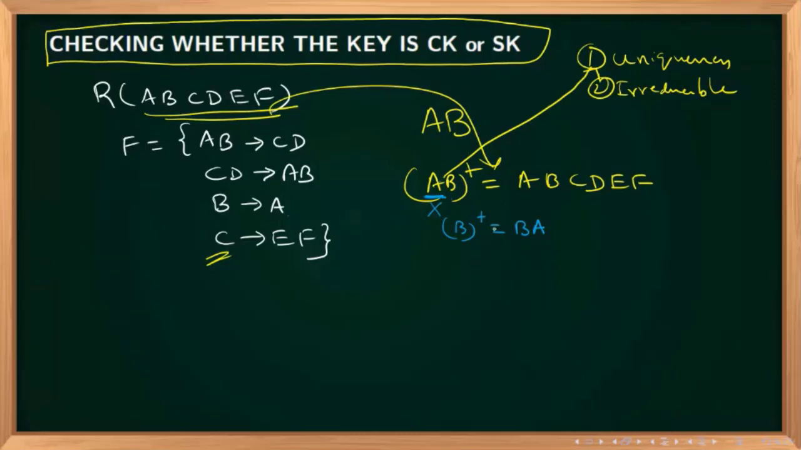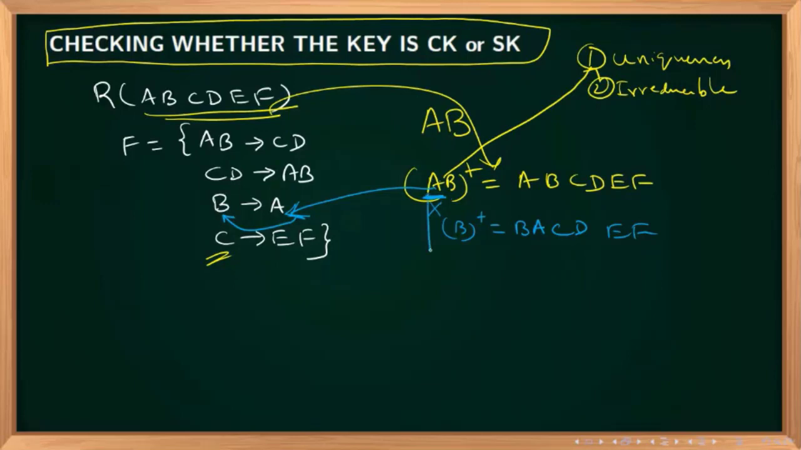AB gives CD, then EF, everything I am getting. This is one way. Another way with the same substitution method, what is that? Take this A, see the right side. If the right side is there, what we have learned, the left side we can substitute.